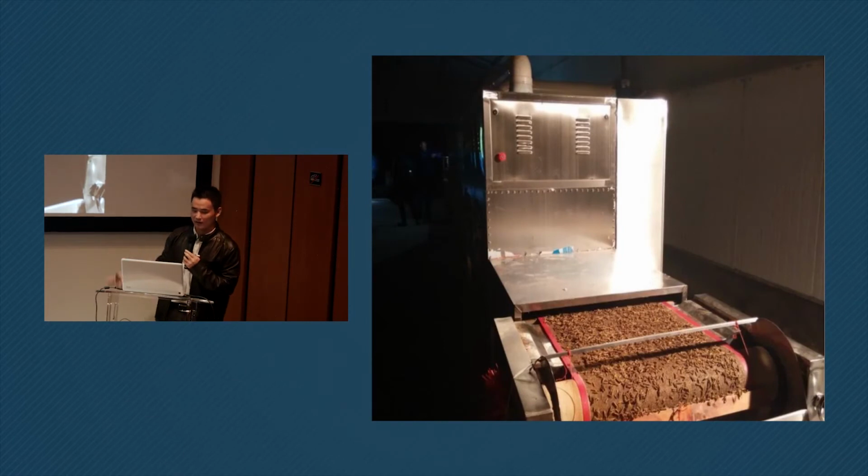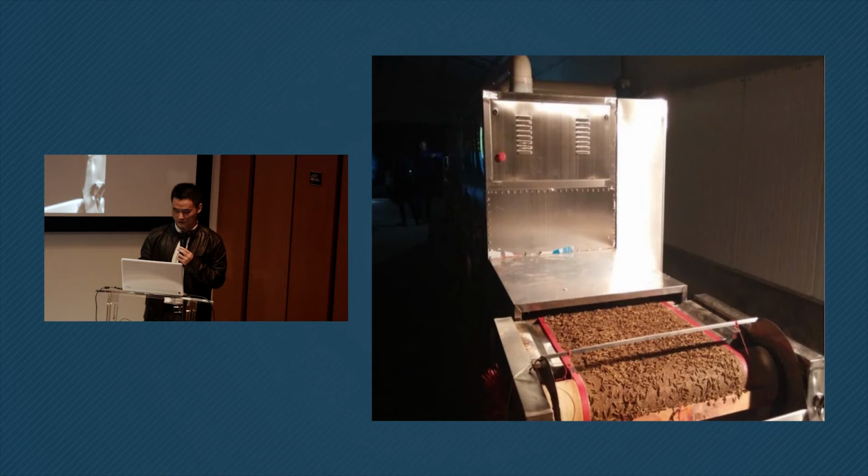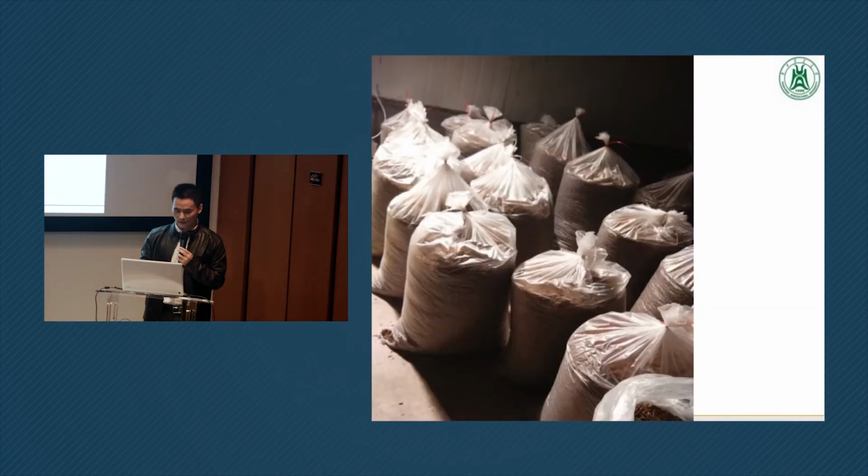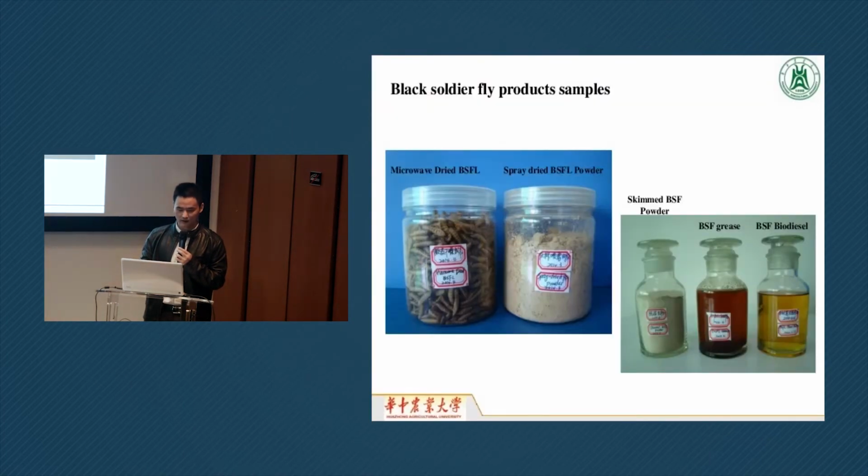After the conversion and separation of the larvae or pupae, we use this equipment to dry them. Most companies in China use microwaves to dry the black soldier fly. It can dry continuously and give dry larvae, or you can do spray drying or make black soldier fly powder, or you can get the oil and biodiesel afterwards.